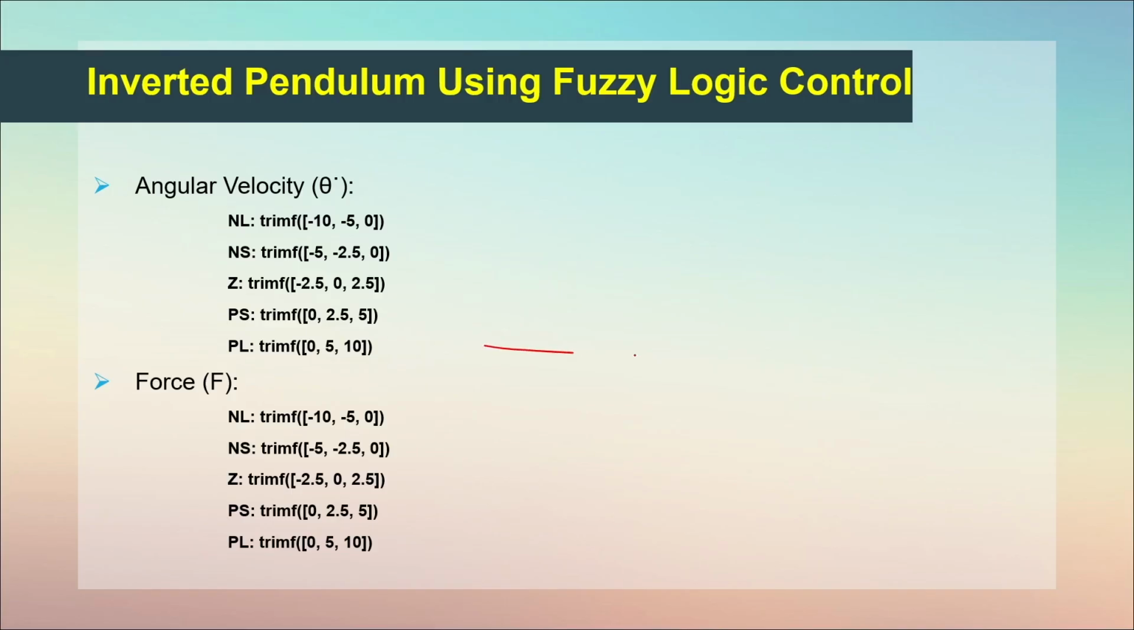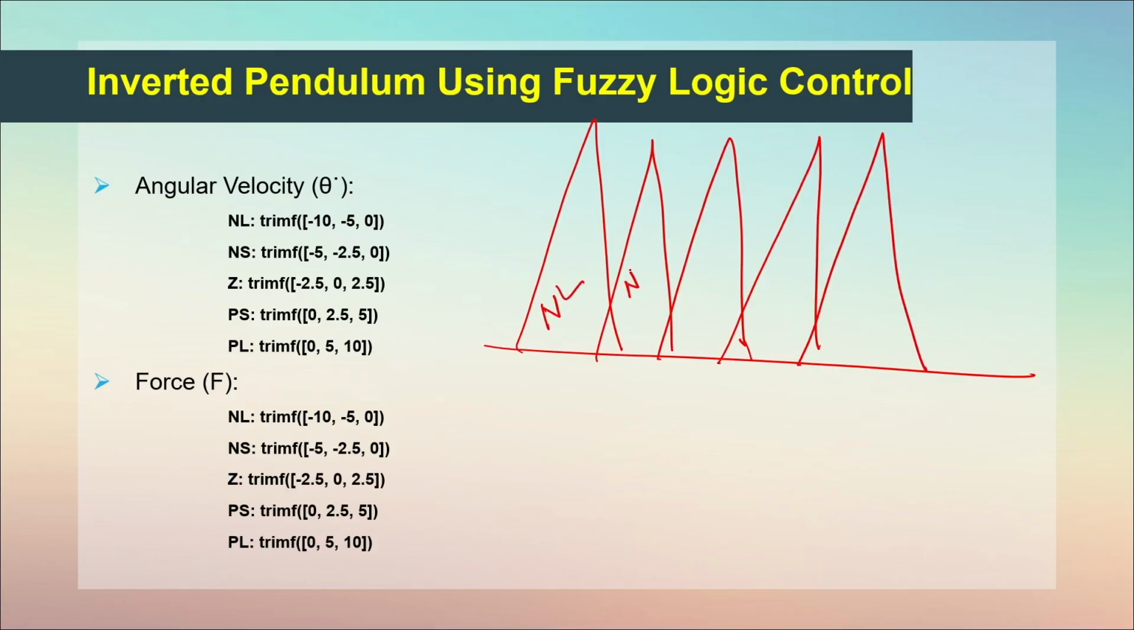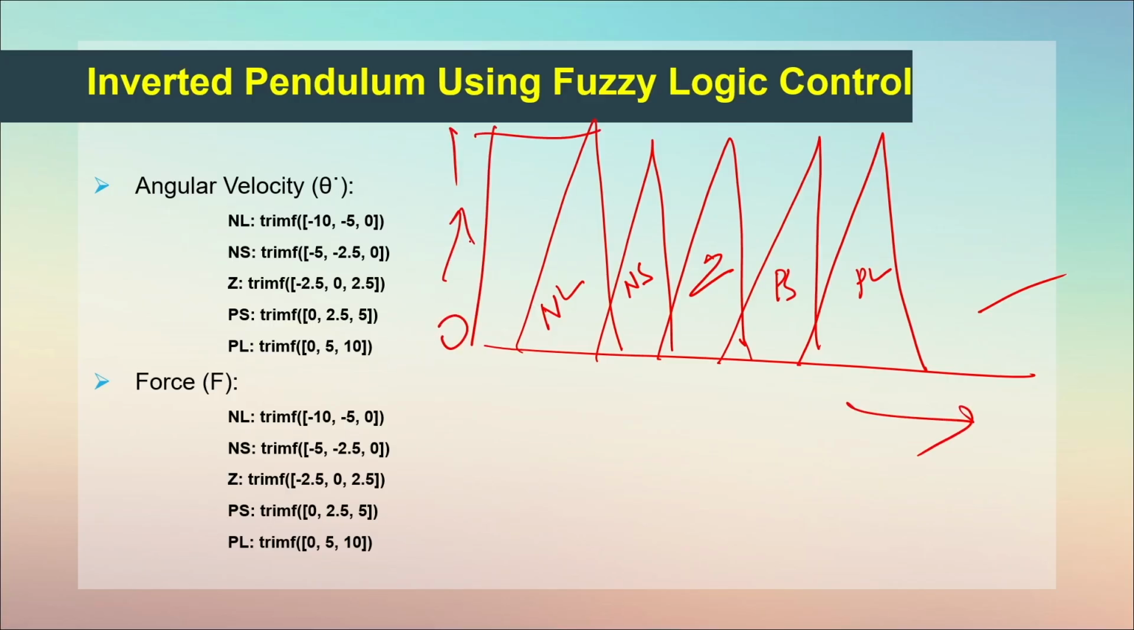If you look at the variables, they are like this: negative large, negative small, 0, positive small, and positive large. This is NL, NS, 0, PS, PL. So the variables look like this, and accordingly the input variable range is there, but this is always 0 to 1 because this is the universe of discourse, and this is the corresponding variable name, for example angular velocity or force F, like that it has been changing.